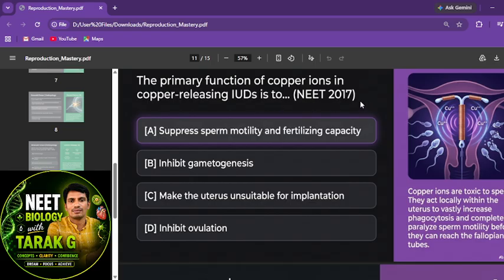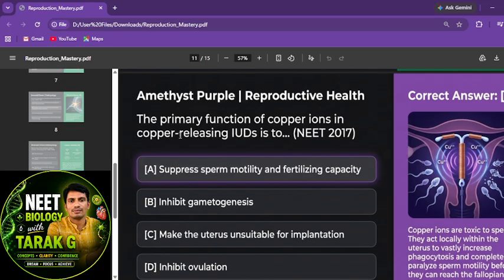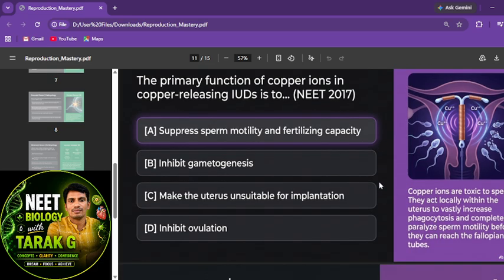The last one is the primary function of copper ions in copper releasing IUDs. This is the 2017 NEET reproductive health question. You know that this is a very simple question. The primary function of copper is to suppress sperm motility and fertilizing capacity. When sperm enter, the copper will be released and will act on the sperm. Then the sperm won't move. You know that vigorous movement is required, but here it is not happening. Then fertilizing capacity will be decreased.